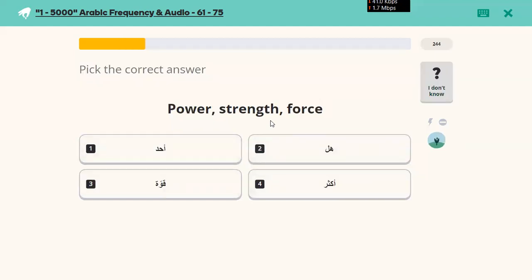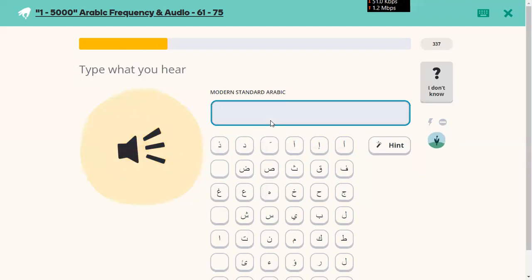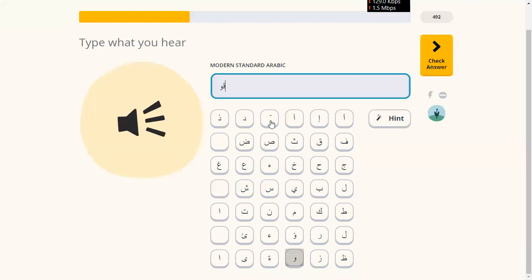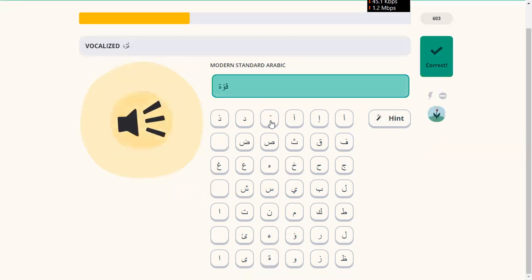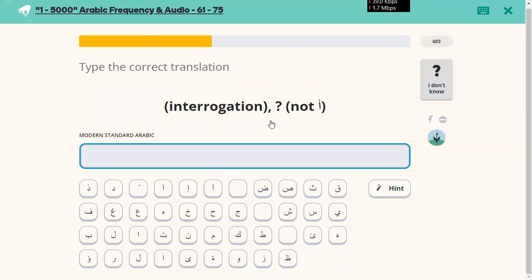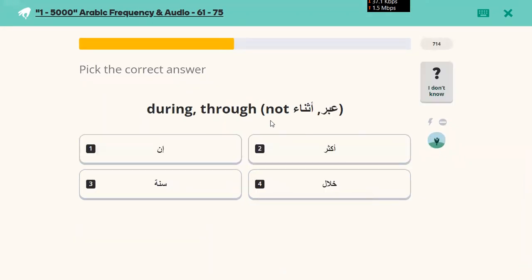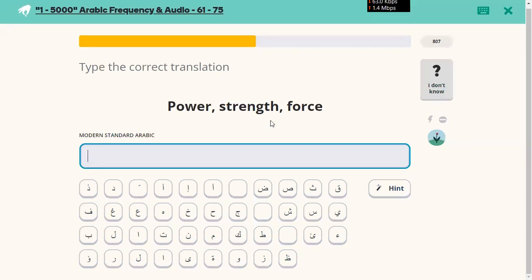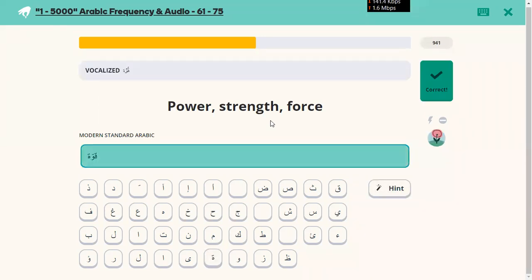Hal. Power. Kuwa. Kuwat. Hal. Spelling. Halam. Hal. Kuwa. Kuwat. Kaf, wow, and tamaruta. Kuwa. Kuwat. Halam. During to during. During is halal. Khilala. Khilal. Yeah, khilal. Our kuwa. Kaf, wow. Kuwa. Tamar. Kuwat.